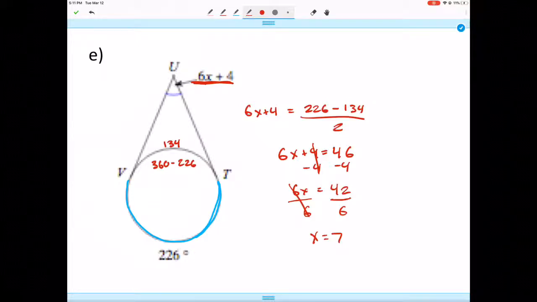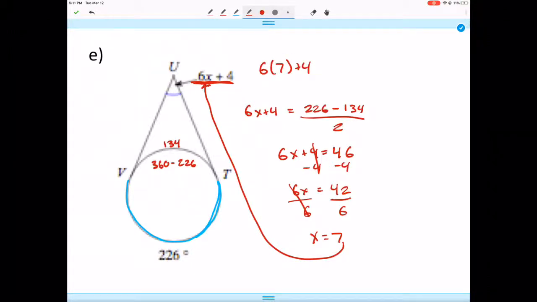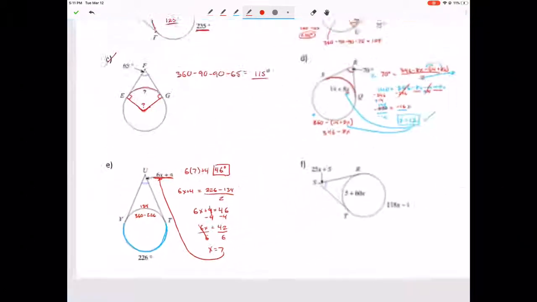All right, so all we need to do now is take that 7 and plug it into our equation. We would get 6 times 7 plus 4, and that would give us 46 degrees. Okay? All right.